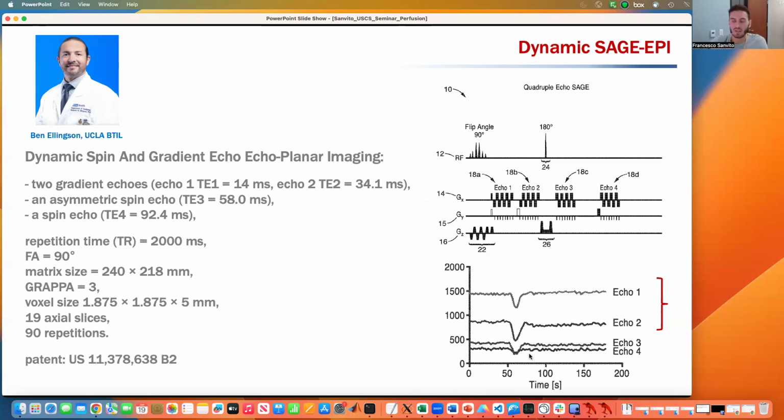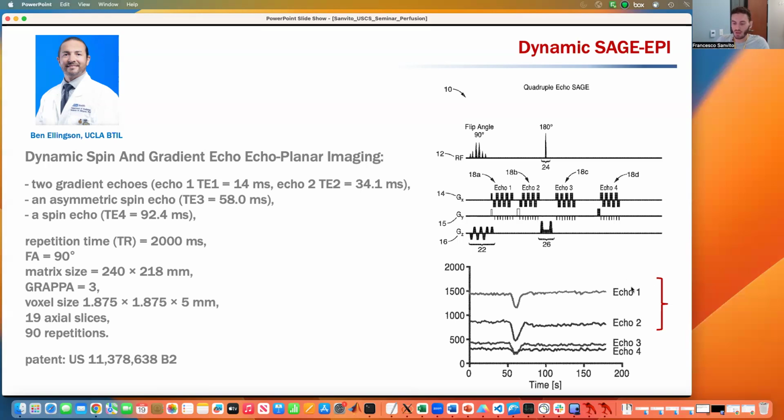It means it's just like acquiring 4 different perfusions simultaneously, though. So it doesn't increase the scanning time. Everything comes at the same timing as a single perfusion. More importantly, the first 2 echoes are 2 gradient echoes with different echo times, and then the third one is an asymmetric spin echo. The fourth one is a spin echo.